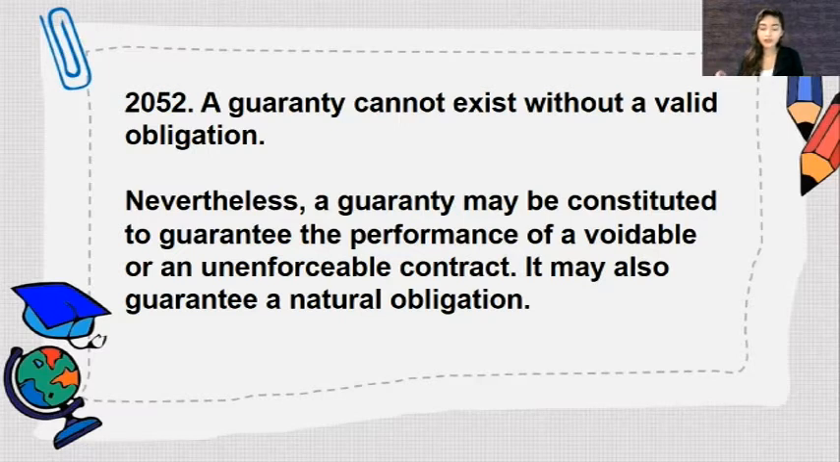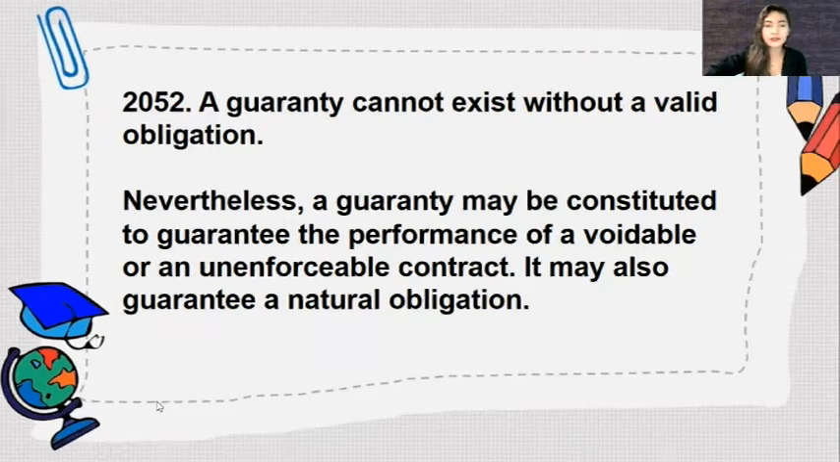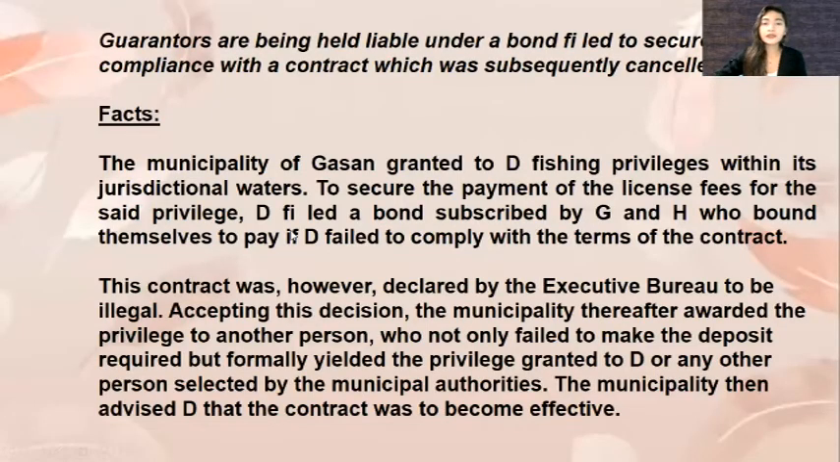So a signatory to a guarantee agreement is liable on a promissory note for an unpaid loan obtained under the agreement, although he did not sign the promissory note. We have this case. Are guarantors held liable under a bond filed to secure compliance with a contract which was subsequently cancelled? So the facts of the case.